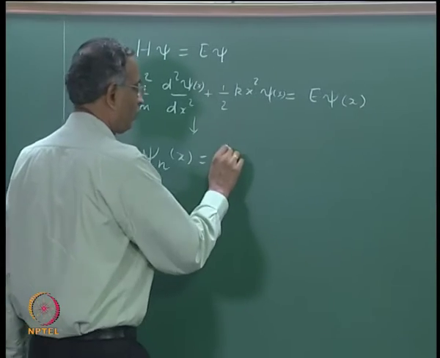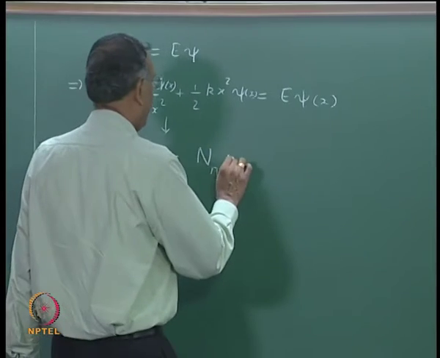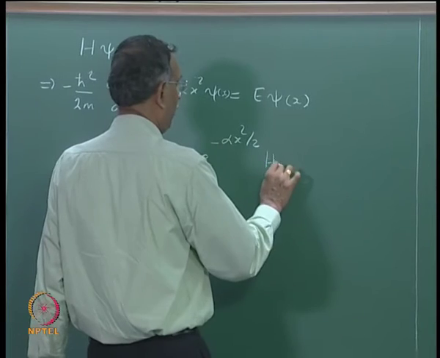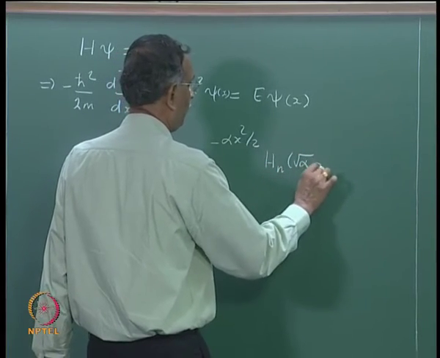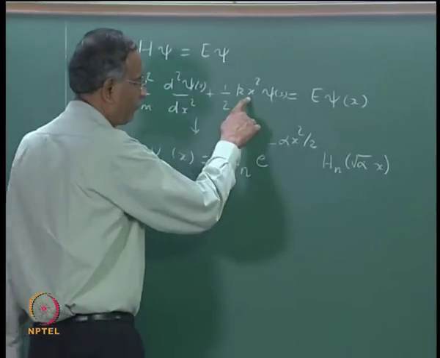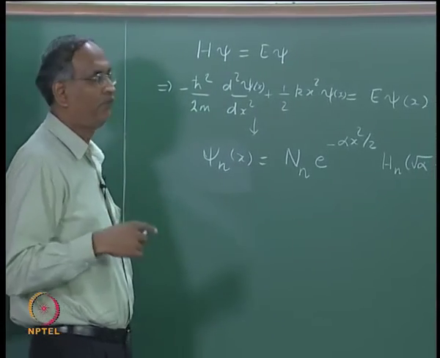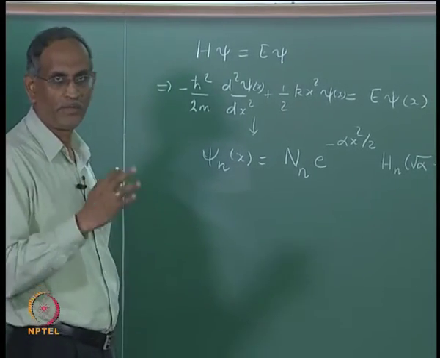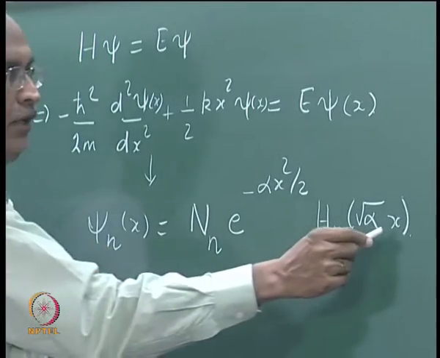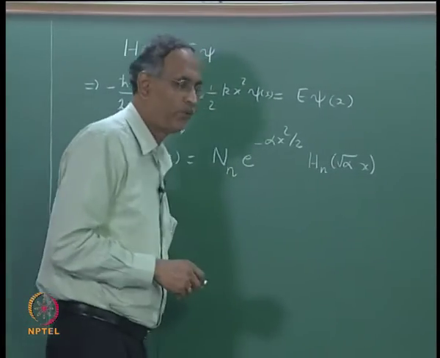We wrote down the solution as a normalization constant, which is specific to the n, an exponential minus alpha x squared by 2, and a Hermite polynomial of root alpha x. x is the position coordinate, or the amplitude of the oscillator, about the equilibrium value x naught, which we did not include; we assume that to be 0. Therefore, the dimension of x is length, and root alpha has the dimension 1 over length.